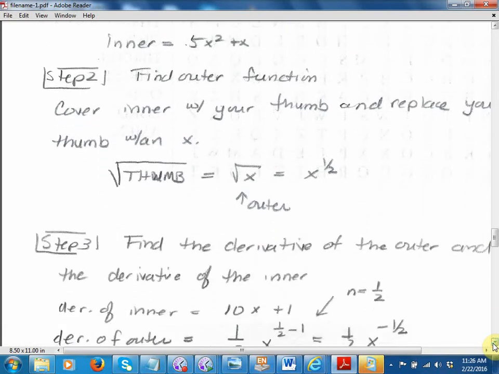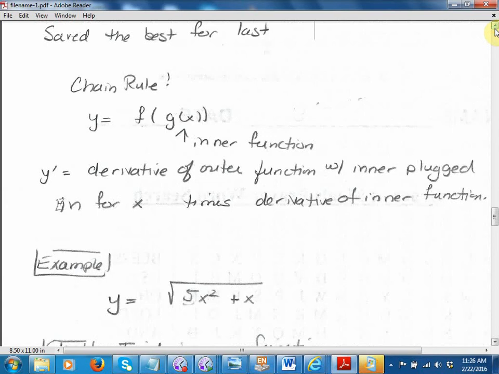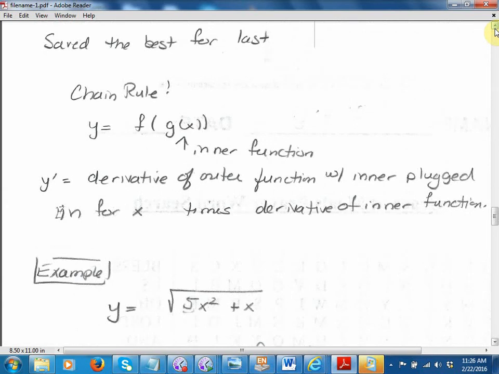And then step 3 is to assemble all the pieces. Brittany, did you have a question? Yeah. Can you repeat what it is? I wrote it up here, and I'll be posting this too. It's the derivative of the outer function with the inner plugged in for x, and then times the derivative of the inner function.